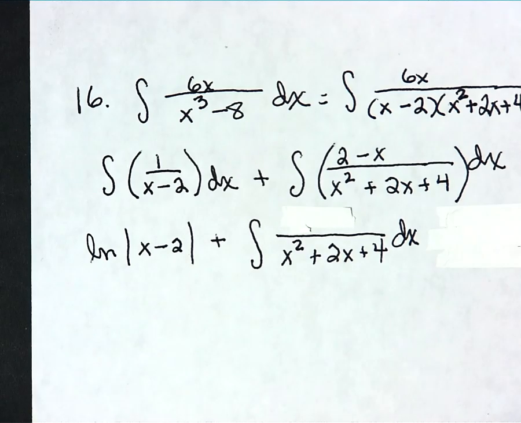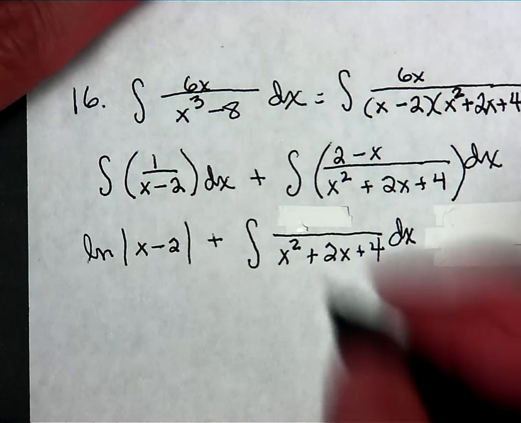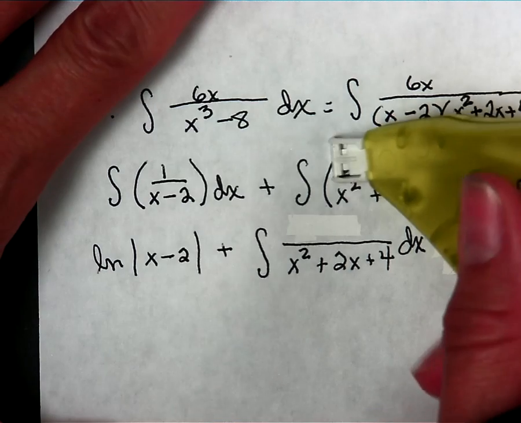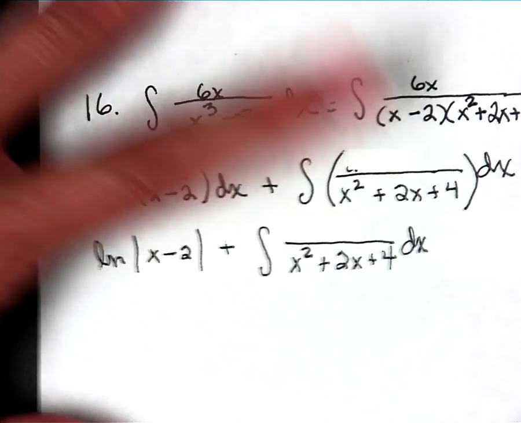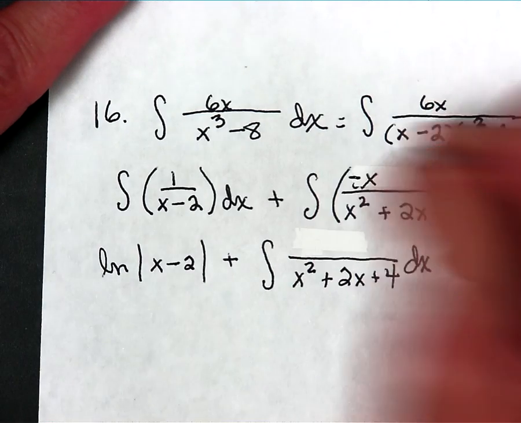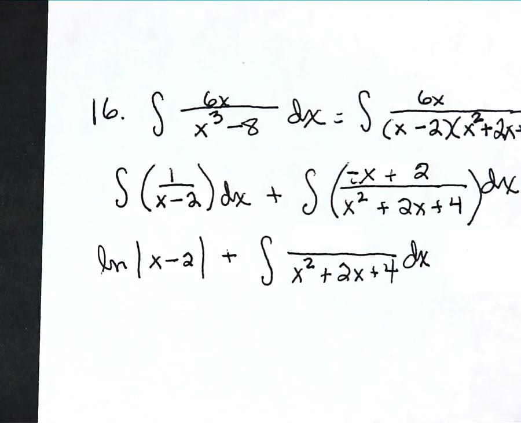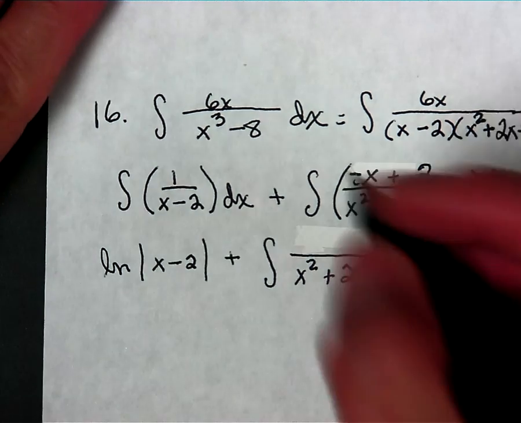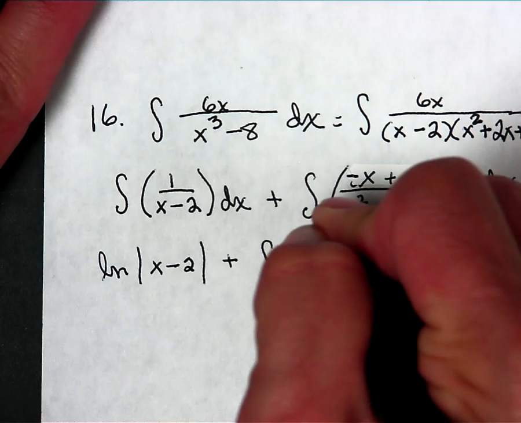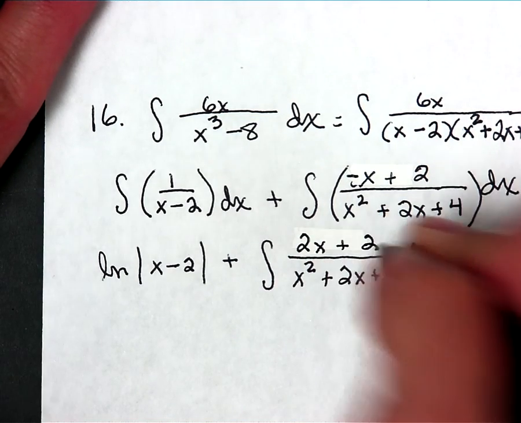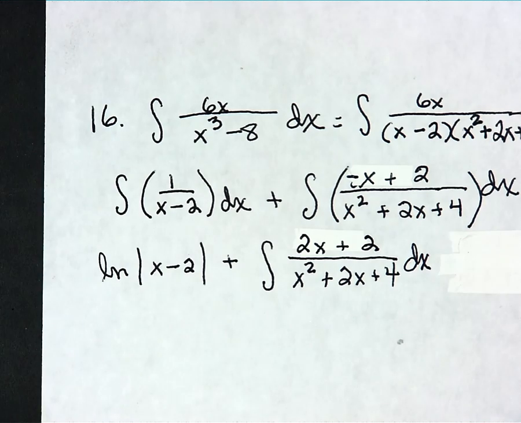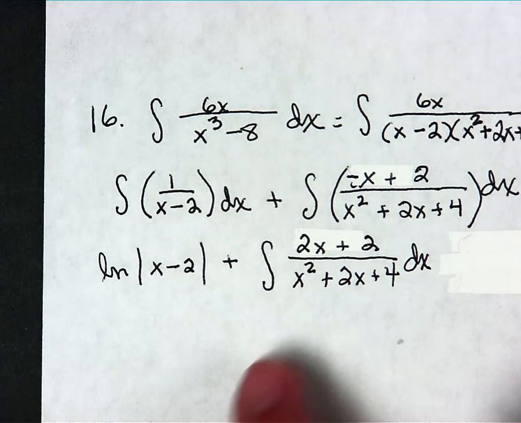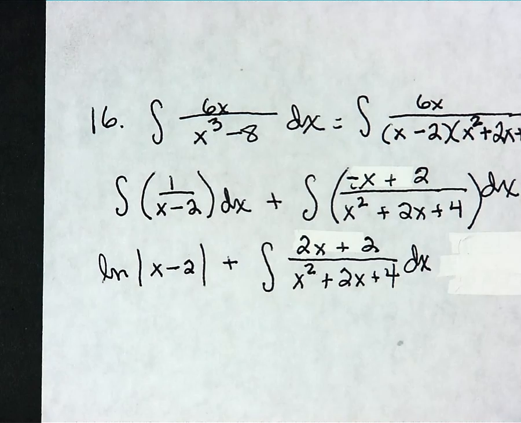Here's what I want. The numerator to be 2x plus 2, right? I also think it would be easier on my eyes if I had left that as negative x plus 2. And what I want is that numerator somehow to be 2x plus 2 so that it's the derivative of the denominator. Now, what would I have to do to get this to be equivalent to that?